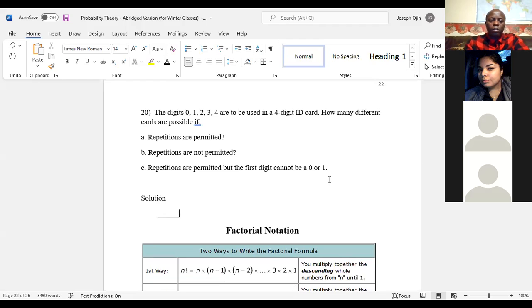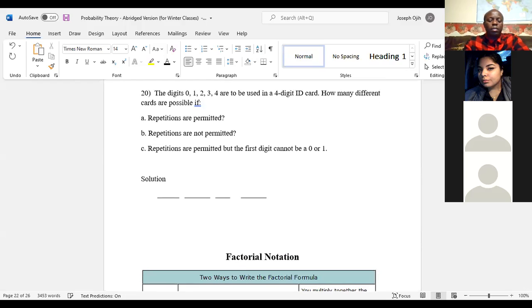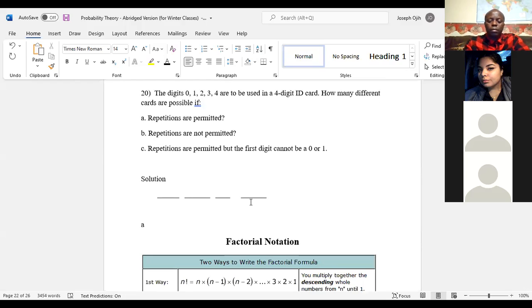This is the first slot, the second slot, third slot, fourth slot, 4 slots. Now the first one says repetition is permitted. That means, there are 5 numbers, 0, 1, 2, 3, 4, right? So you can use 0 in any of these slots as many times as you want. You can use 1 in any of these slots many times, and so on. So there are 4 digits but 5 numbers.